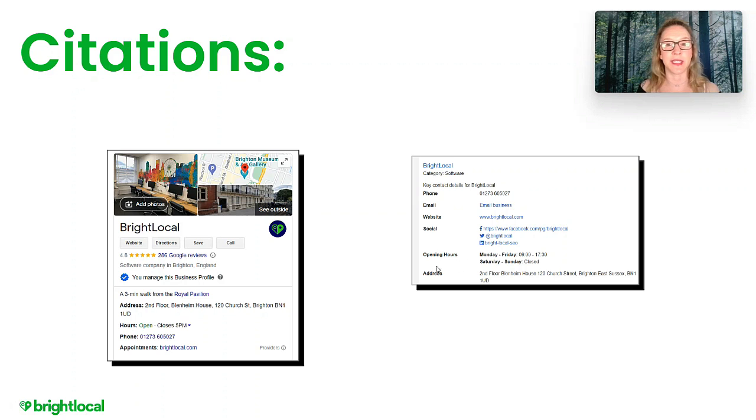This is also a citation, but it's just not on the Google business profile. This is a citation example of another directory that we are listed on that you might find our information. Again, the name, the phone number, the address, email, our social media handles, opening hours. As much information as that directory allows you to provide, you want to provide, and you want that information to be correct across the board.